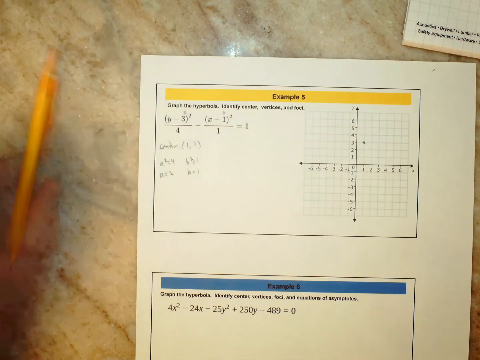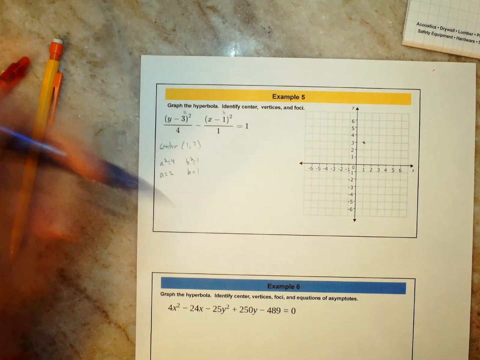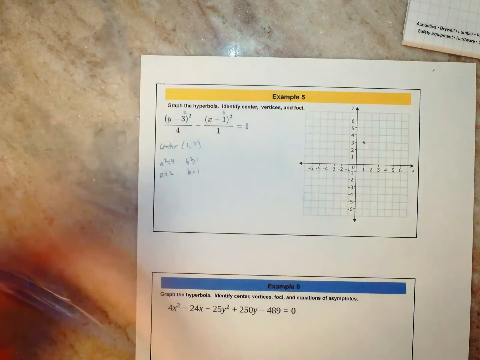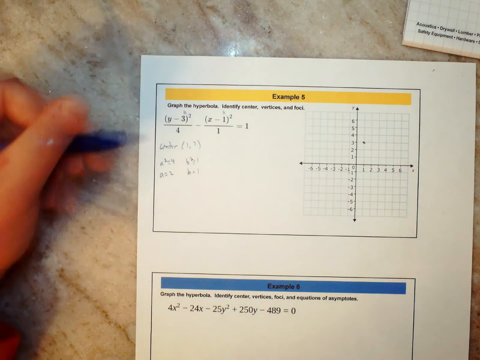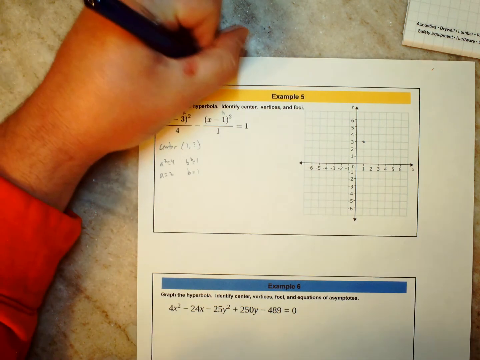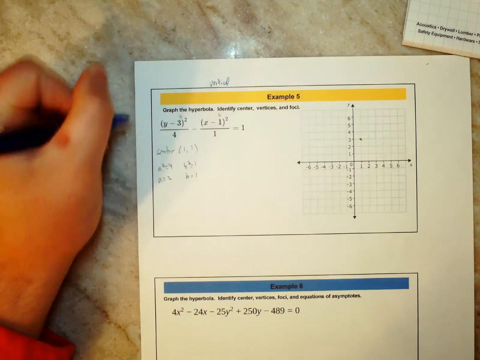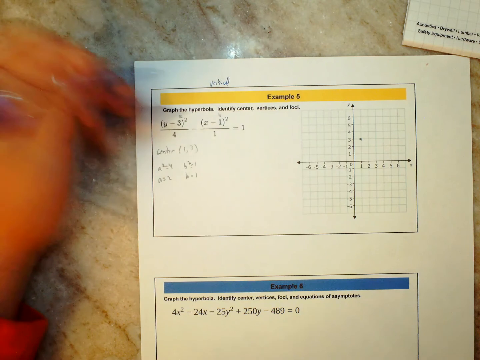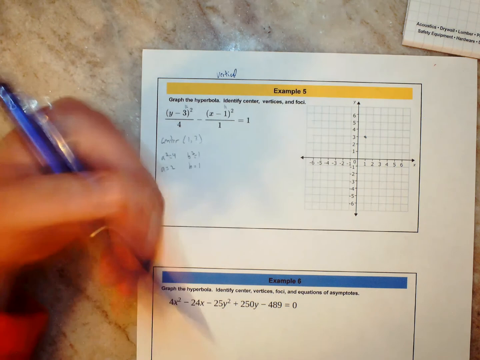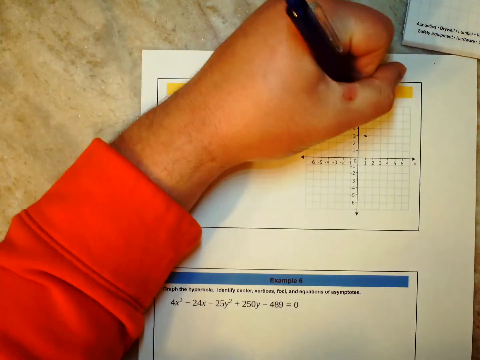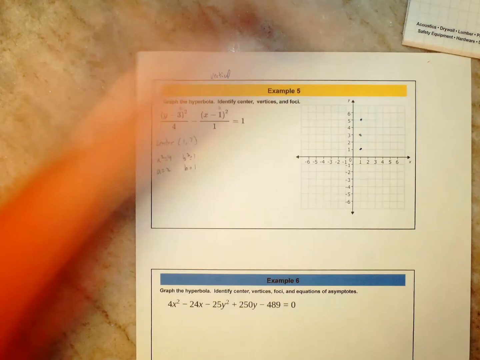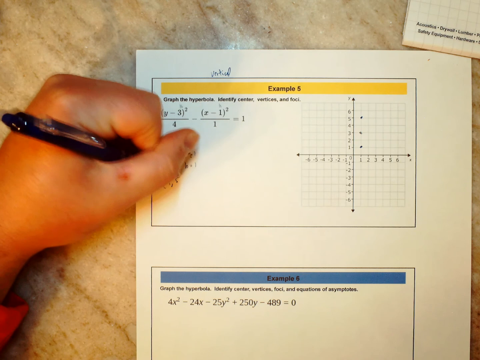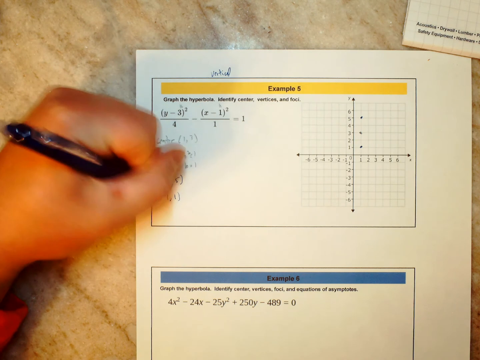So now when I do the vertices, I will do them in blue. When I do the vertices, I have to go a units away from the center. The key here is that you know it's going to be vertical. You know your transverse axis is going to be parallel to the y-axis, so I have to go 2 units above. So I'm going to go 2 units up and then 2 units below. So that makes my vertices at 1, 5 and 1, 1.